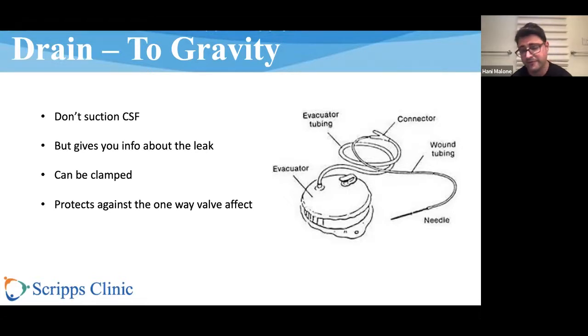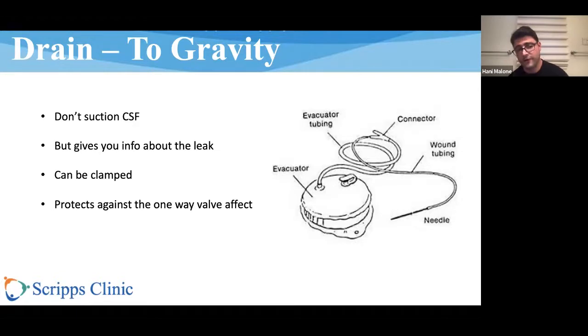So if you have a Hemovac to gravity and it's filling up with bright red blood, maybe not on day one, but on day two, then you've probably got a fair amount of reason to suspect that it's not leaking spinal fluid. But if it's leaking clear pink stuff, then you probably do still have some leakage of fluid.